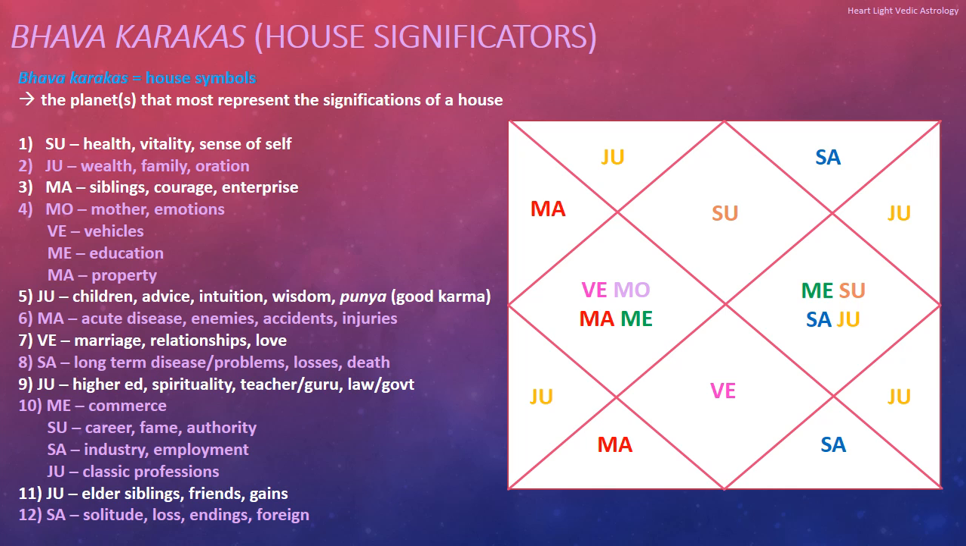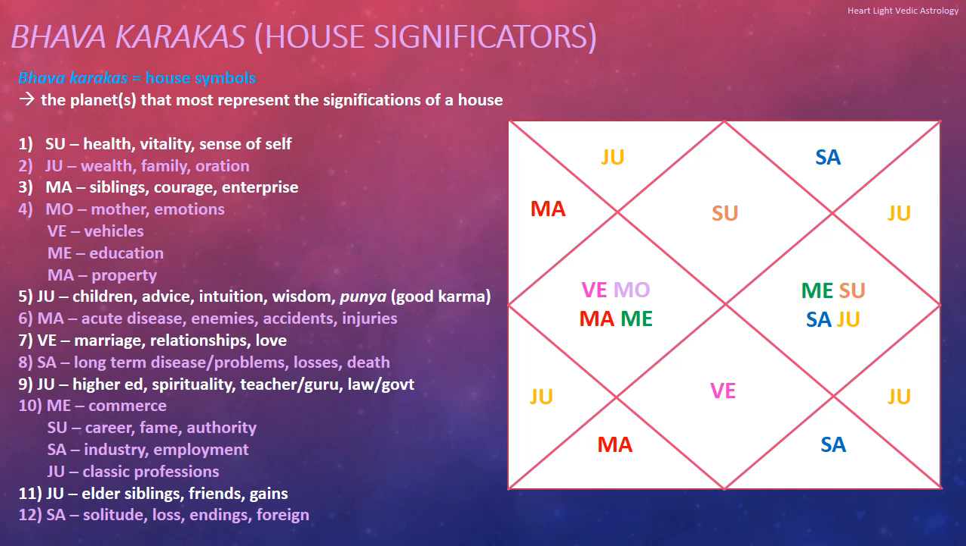Okay, then the 10th house, again, we have a multiplicity here of Bhava Karakas. So Mercury is here because it represents commerce, as does the 10th house. Sun is here because it represents career, fame, and authority, as does the 10th house. Saturn is here because it represents industry and employment, as does the 10th house. Right? The 10th house represents things like, what are the activities you do during the day, like 9 to 5 activities. Then Jupiter is there because Jupiter represents classic professions such as doctor, lawyer, accountant, that sort of thing.